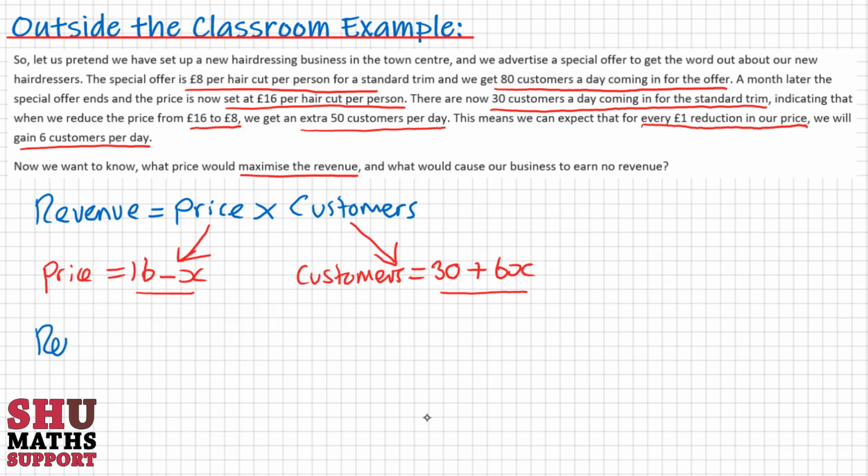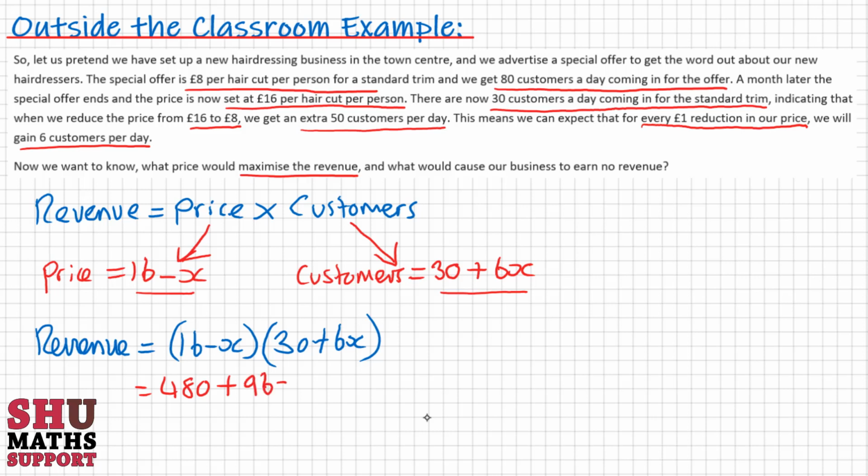Now let's substitute this into our revenue equation, so we have revenue is equal to (16 minus x) times (30 plus 6x). So now if we want to expand the brackets, we would get 16 times 30, which is 480, plus 16 times 6x, which is 96x, minus x times 30, which is minus 30x, minus x times 6x, which is minus 6x squared. We can then simplify this and rearrange, so we would have revenue is equal to minus 6x squared plus 66x plus 480.